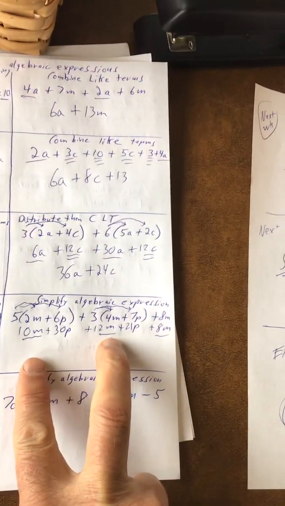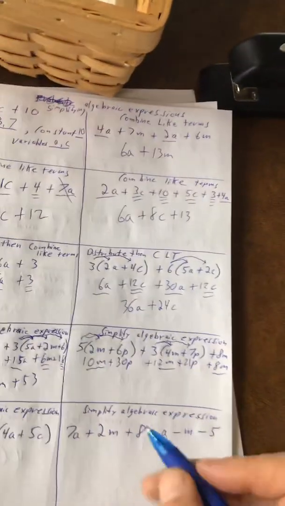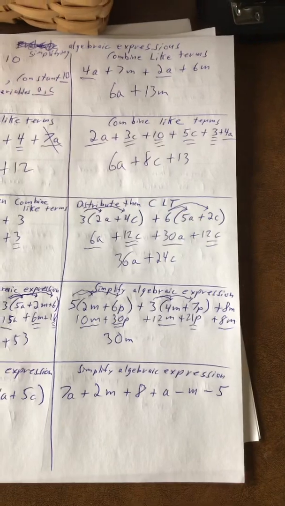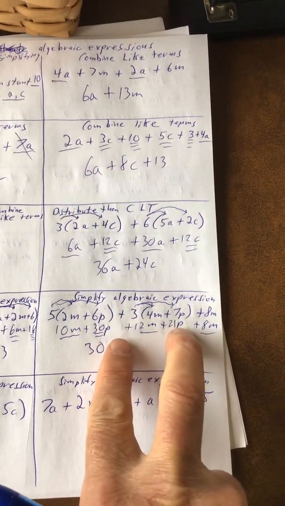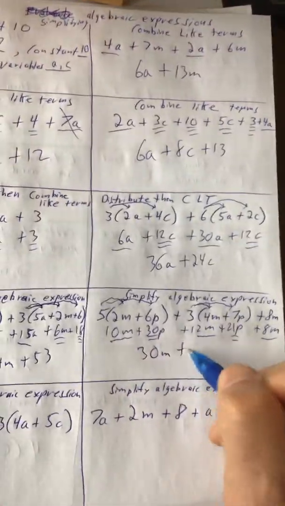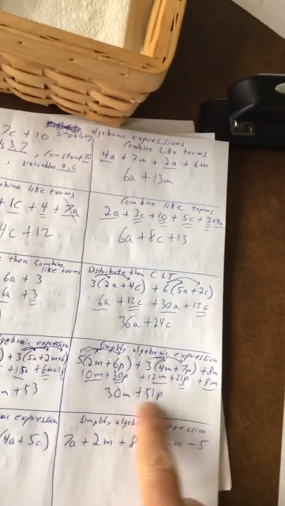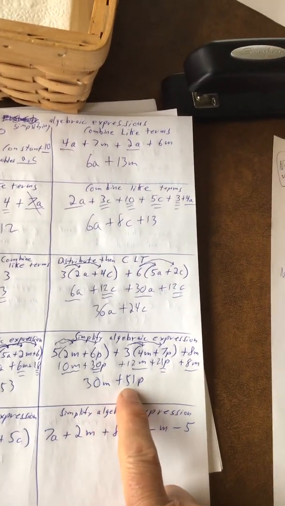I'm going to underline them. 22 plus 8 is 30, or you can go 20 plus 10 is 30. But anyways, you get 30m. And then my p's. I'm going to use 2 tick marks so I keep them visually. I can just visually see, oh, these are like 30p plus 21p is 51p. If I have 30 pandas and 21 pandas, I have 51 pandas. I can't add these up and get monkey pandas. My answer is just 30m plus 51p.